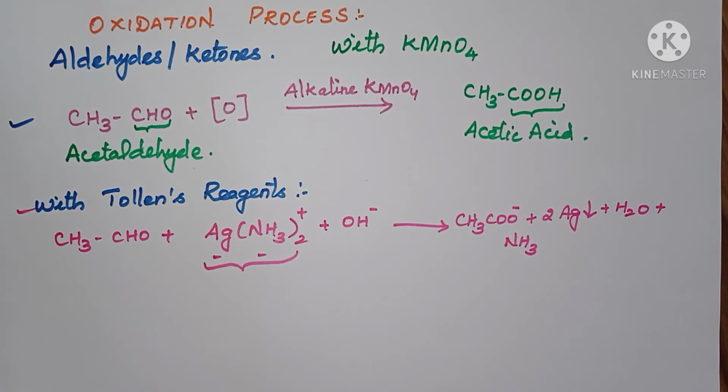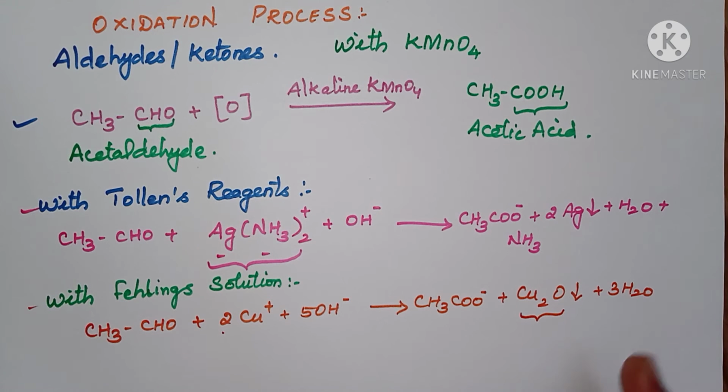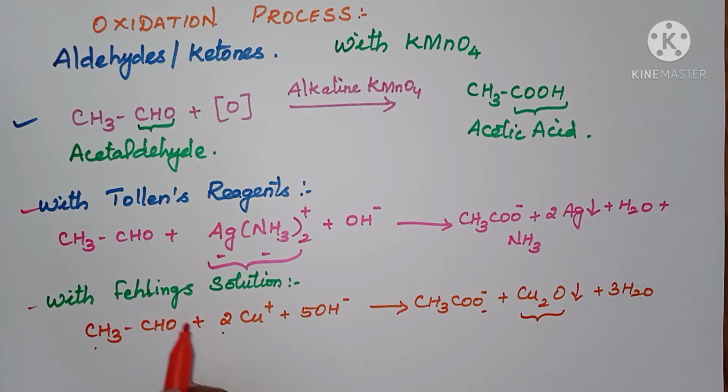The next one, Fehling's reagent. Fehling's reagent is nothing but a copper solution, Fehling's solution, which gives cuprous oxide. When aldehydes are heated with the Fehling solution, we get a red precipitate of cuprous oxide. This is the reduced compound, and the acetate ion comes here. Acetaldehyde changes to acetic acid, the H plus ion and CH3COO minus ion. This is the Fehling solution.